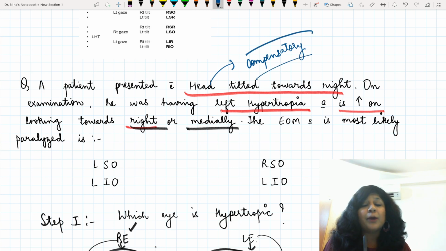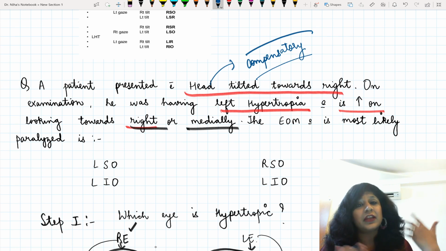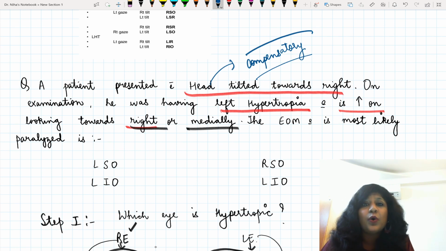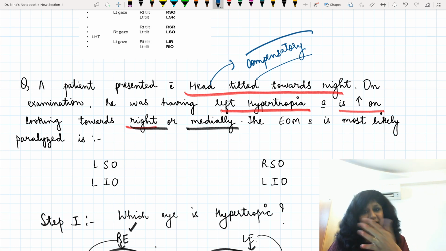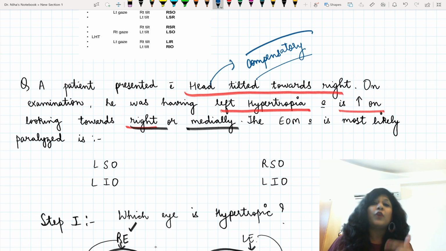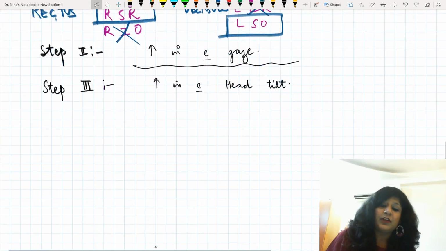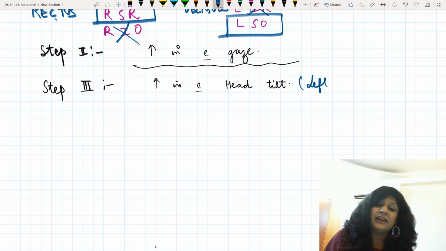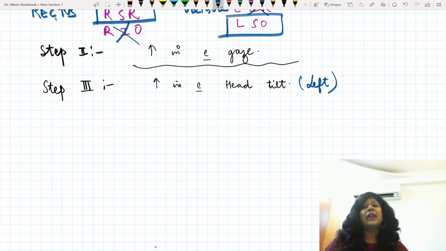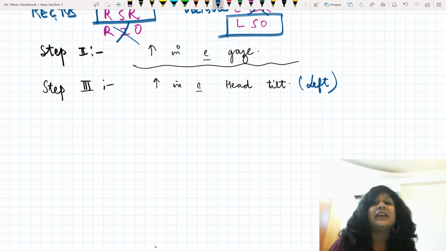Now because it is a compensatory head tilt, will the patient tilt towards the side in which his hypertropia will increase? No. If he is going towards right, that means it will decrease on that side. That is why he is compensating. So what will be your thing? That means the hypertropia will increase towards left. So it is increasing in the left head tilt.